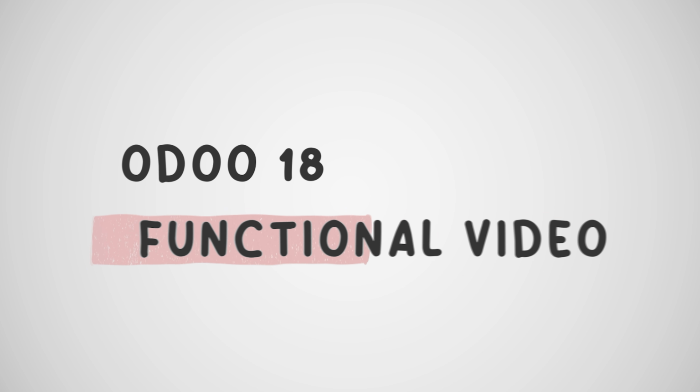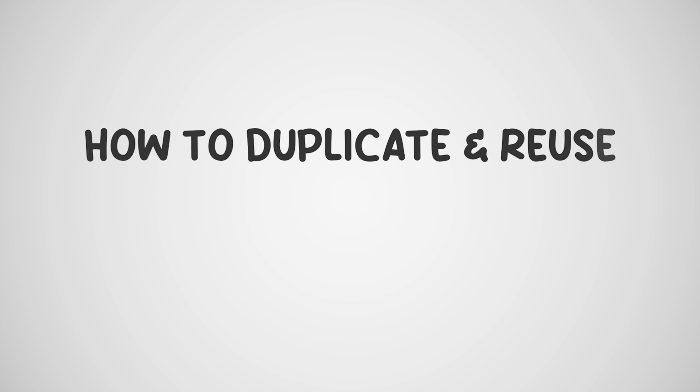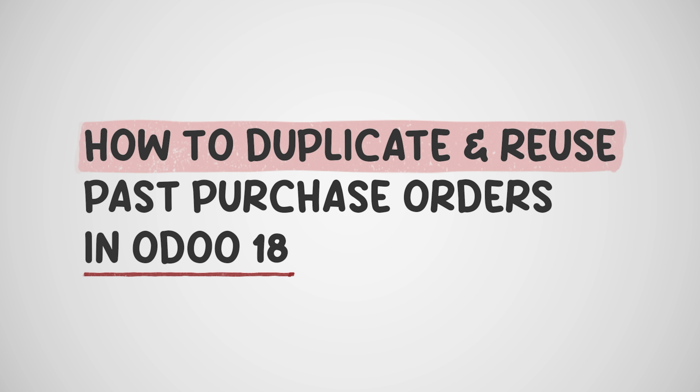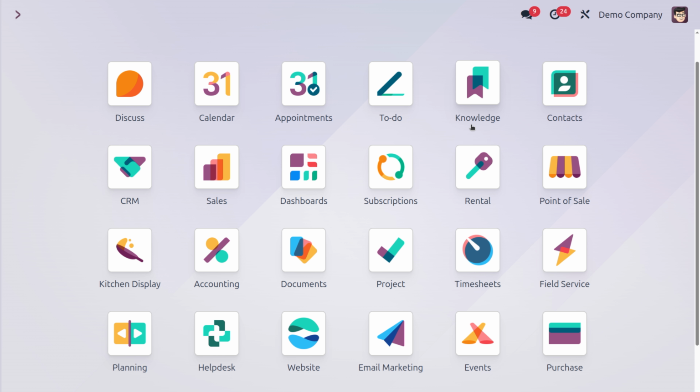In today's video, we are diving into a super handy feature in the Odoo Purchase module: how to duplicate and reuse past purchase orders. Whether you reorder from a supplier regularly or want to speed up your purchasing process, you can easily use this trick and it can save you a ton of time. So without wasting any time, let's directly move to the Purchase module.